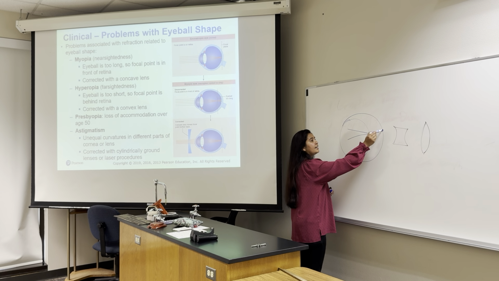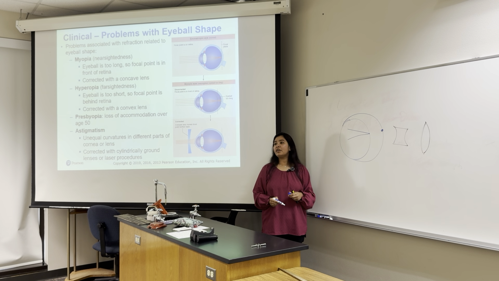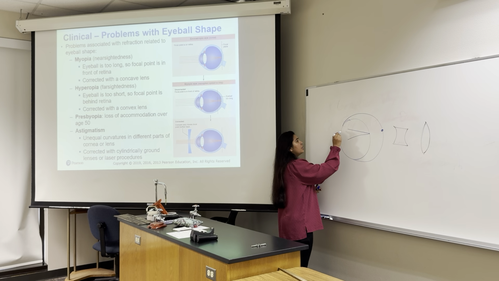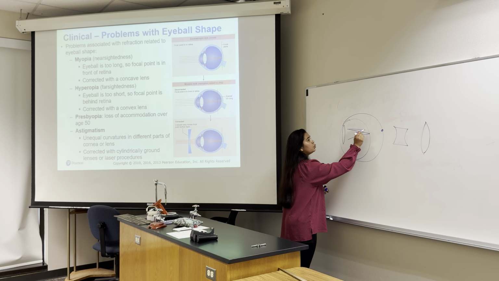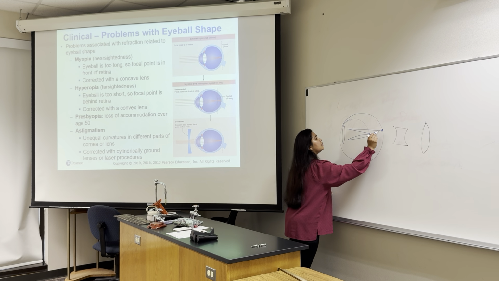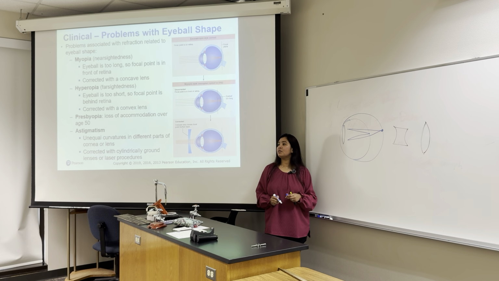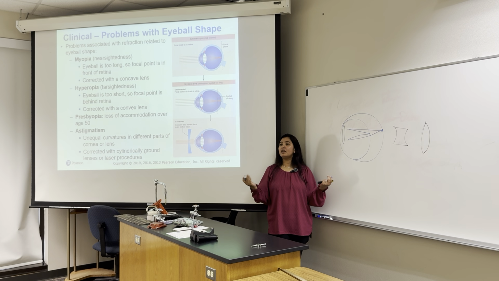You are supposed to see it clearly right here. So now you cannot see it clearly. So what do you have to do? You have to wear a lens which helps you to what? Move it over, yeah, so that you can see it clearly. And that is called the what? Myopia.